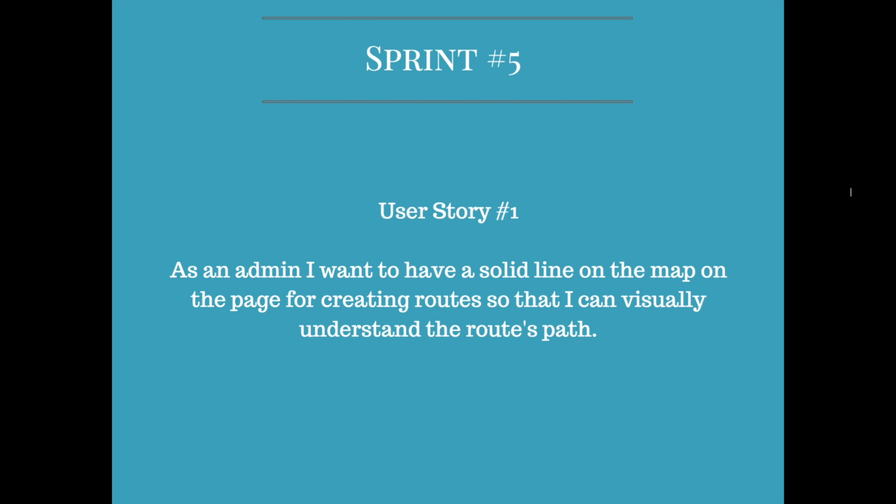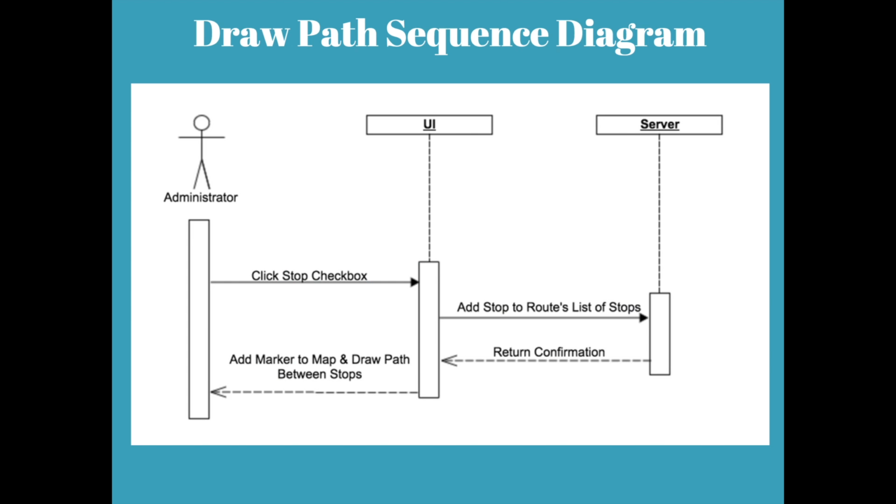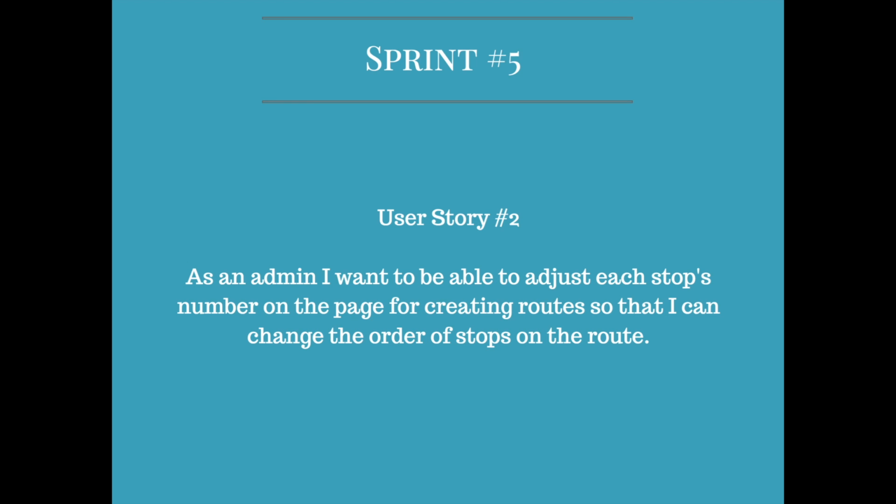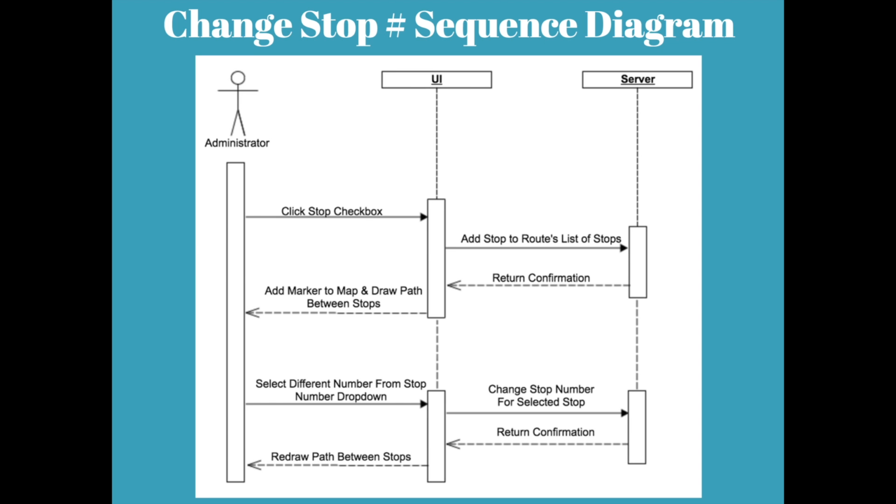For Sprint 5, my first user story was: as an admin, I want to have a solid line on the map on the page for creating routes so that I can visually understand the route's path. Here's another sequence diagram. The second user story for Sprint 5 was: as an admin, I want to be able to adjust each stop's number on the page for creating routes so that I can change the order of stops on the route. Here's another sequence diagram.